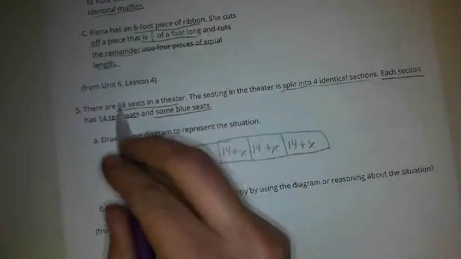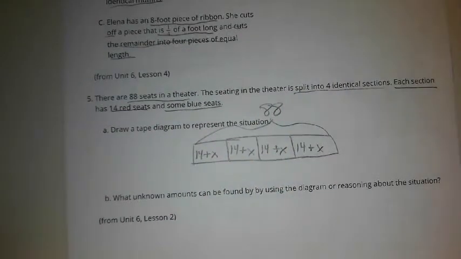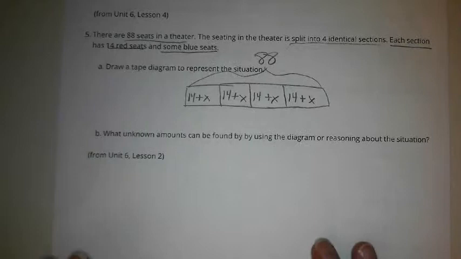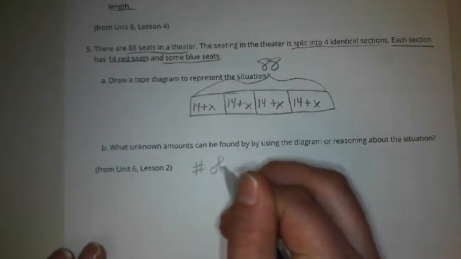Each section has 14 red seats, so each one has 14, and some blue seats. I don't know how many blue seats that is, so I will represent that with a variable. We'll use X. And it tells me the total is 88 seats, so this total is 88. So that's what my tape diagram would look like. What unknown amounts can be found by using the diagram or reasoning about the situation? Well, the unknown amount I can find is the number of blue seats.